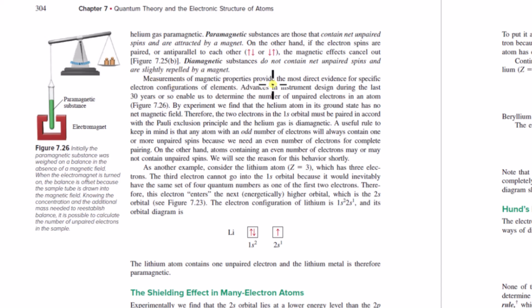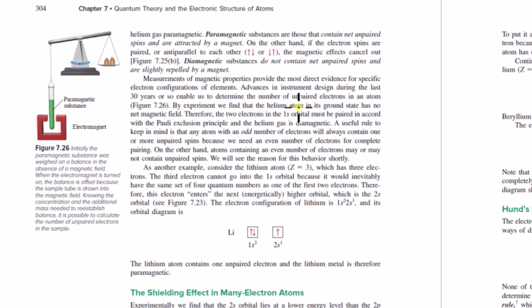Measurements of magnetic properties provide the most direct evidence for specific electron configurations of elements. Advances in instrument design during the last 30 years or so enable us to determine the number of unpaired electrons in an atom. So here's a general schematic. You've got a magnet and a paramagnetic substance, just like a magnetic substance. There's no voltage being applied here. This is just the substance and an electromagnet, and it generates a force. The substance gets pulled down by the magnet, which pulls up the weight.